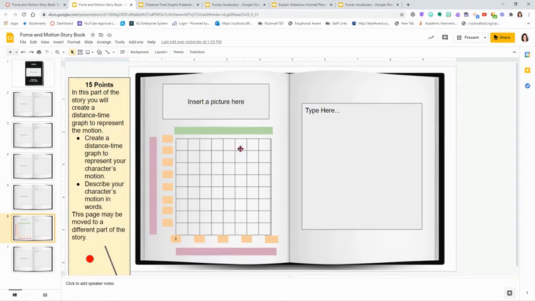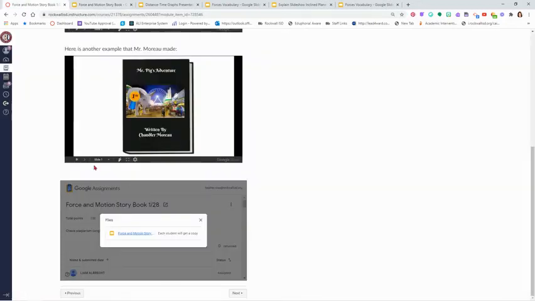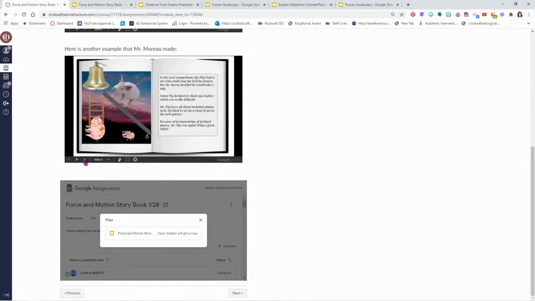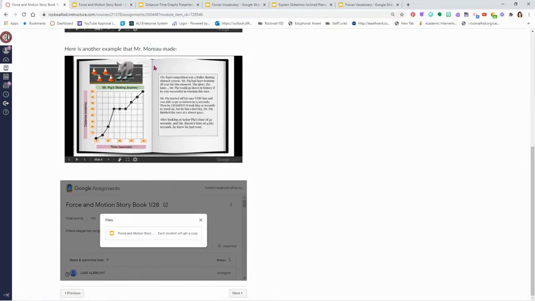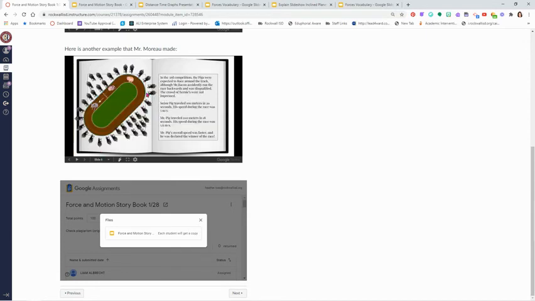If you need an example, this is the same graph that we have been using for about 4 weeks now, so we know how to set this up from past assignments. But you can go look at my example and Mr. Moreau's example. So let's take a look. Mr. Moreau describes how his pig is moving on the right-hand side and then makes a graph to show that on the left-hand side.